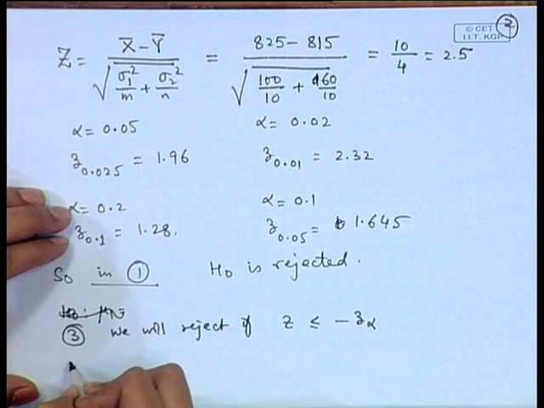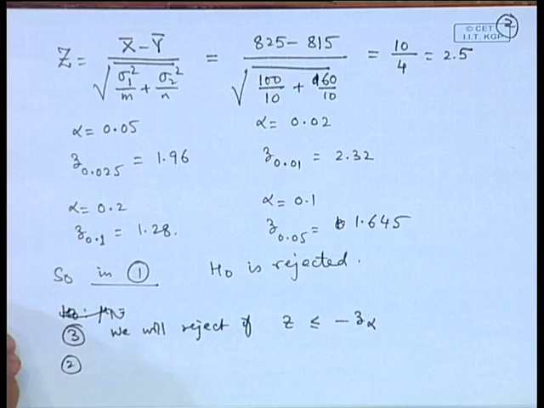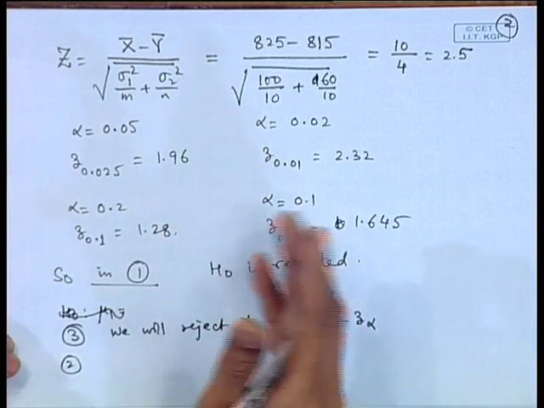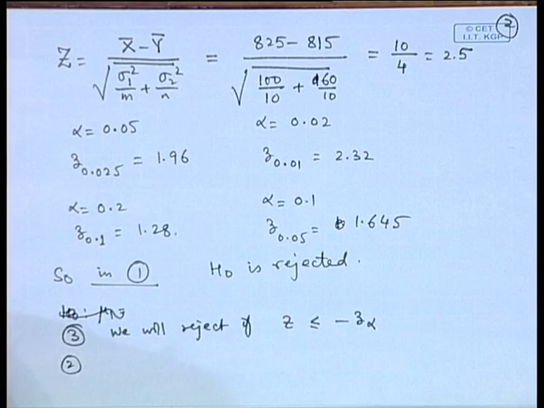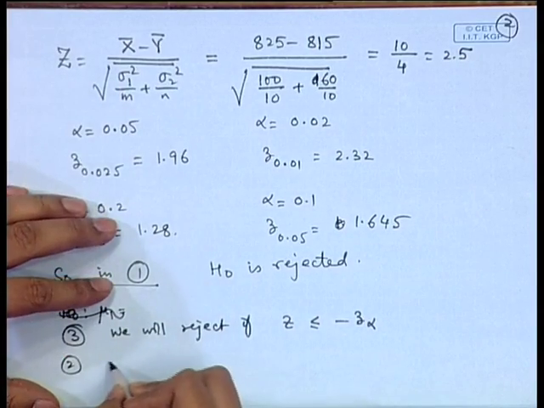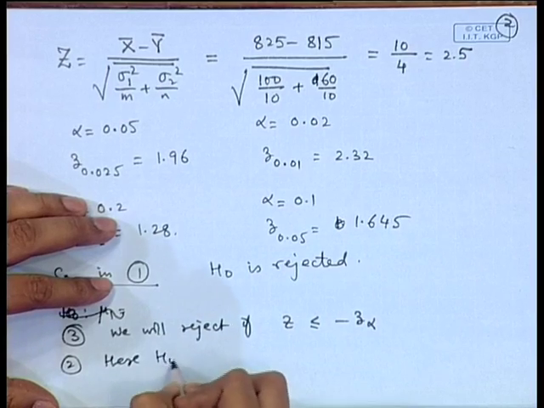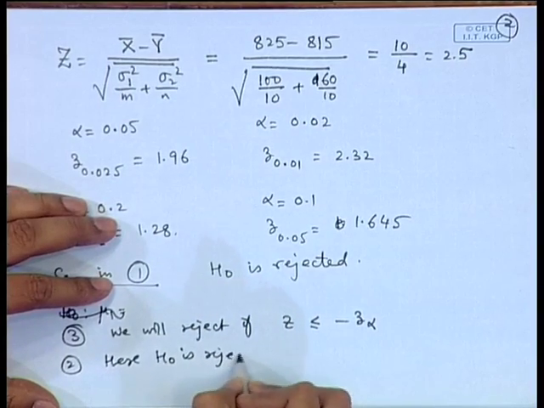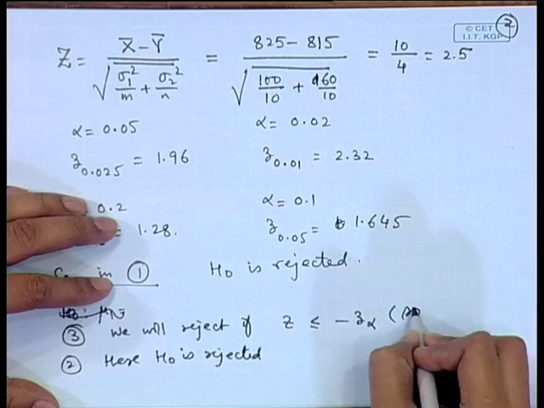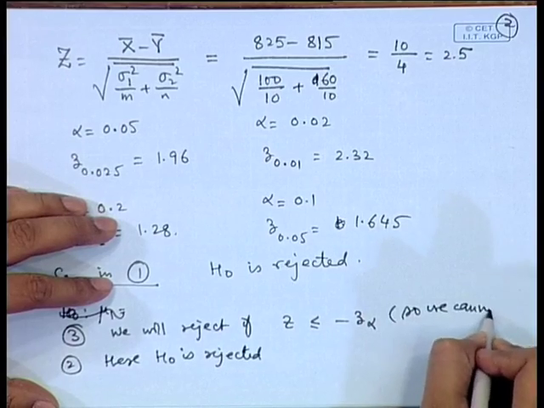On the other hand, if we look at problem 2, we have to reject when z is greater than or equal to some z alpha. So, it will always be satisfied, that means, it is always rejected. That means, mu 1 greater than mu 2 is a strong conclusion. So, here H naught is rejected. In the third case, we cannot reject.